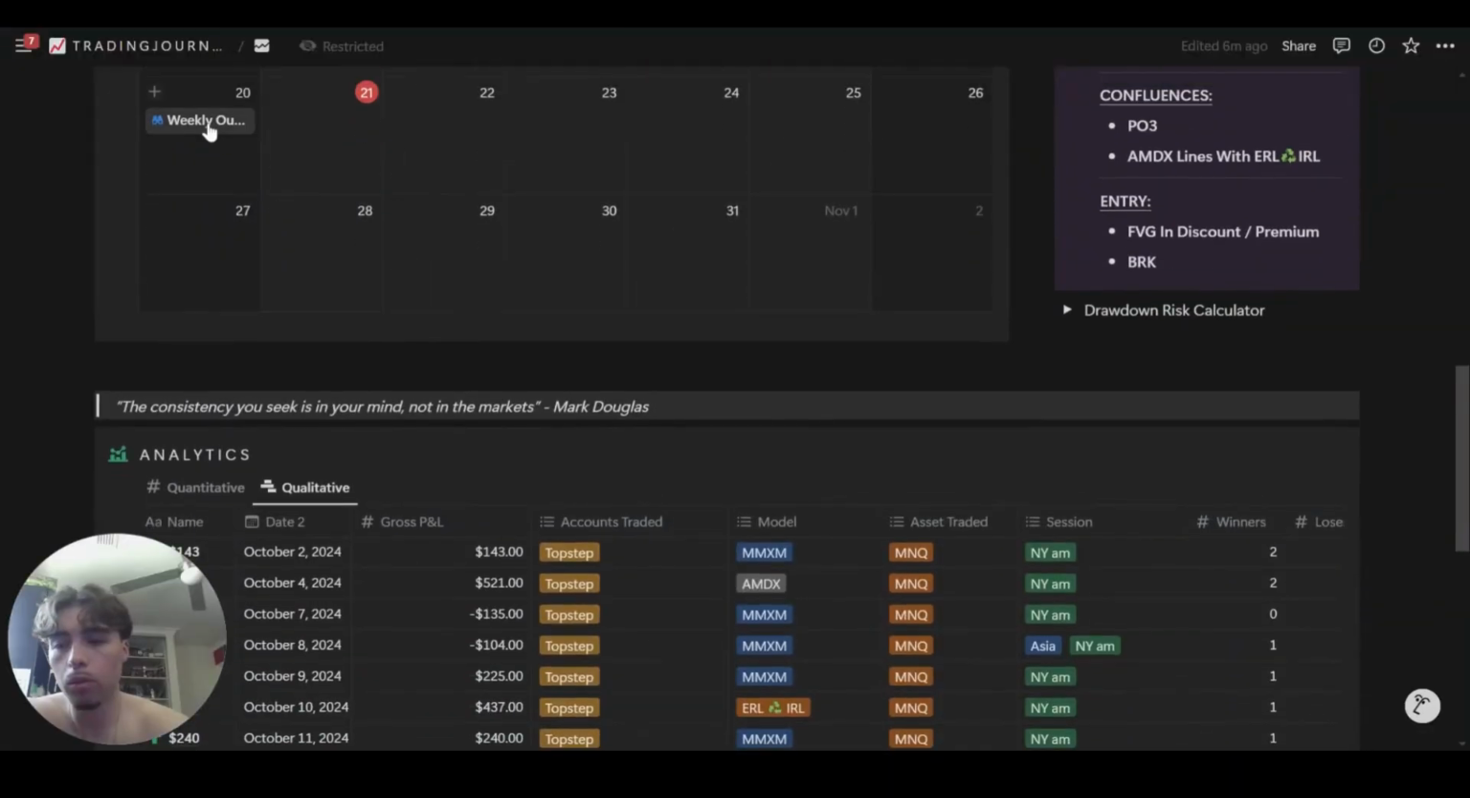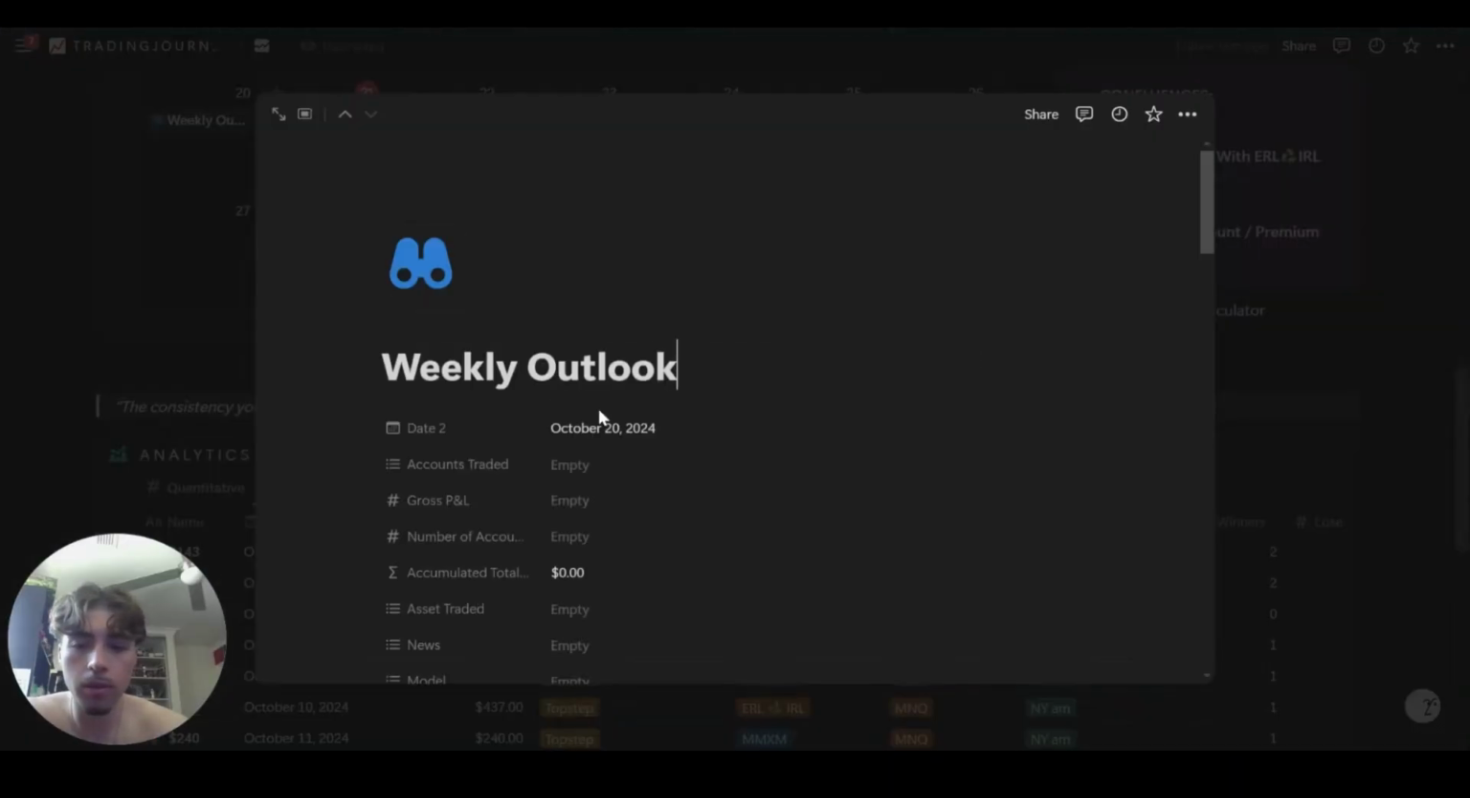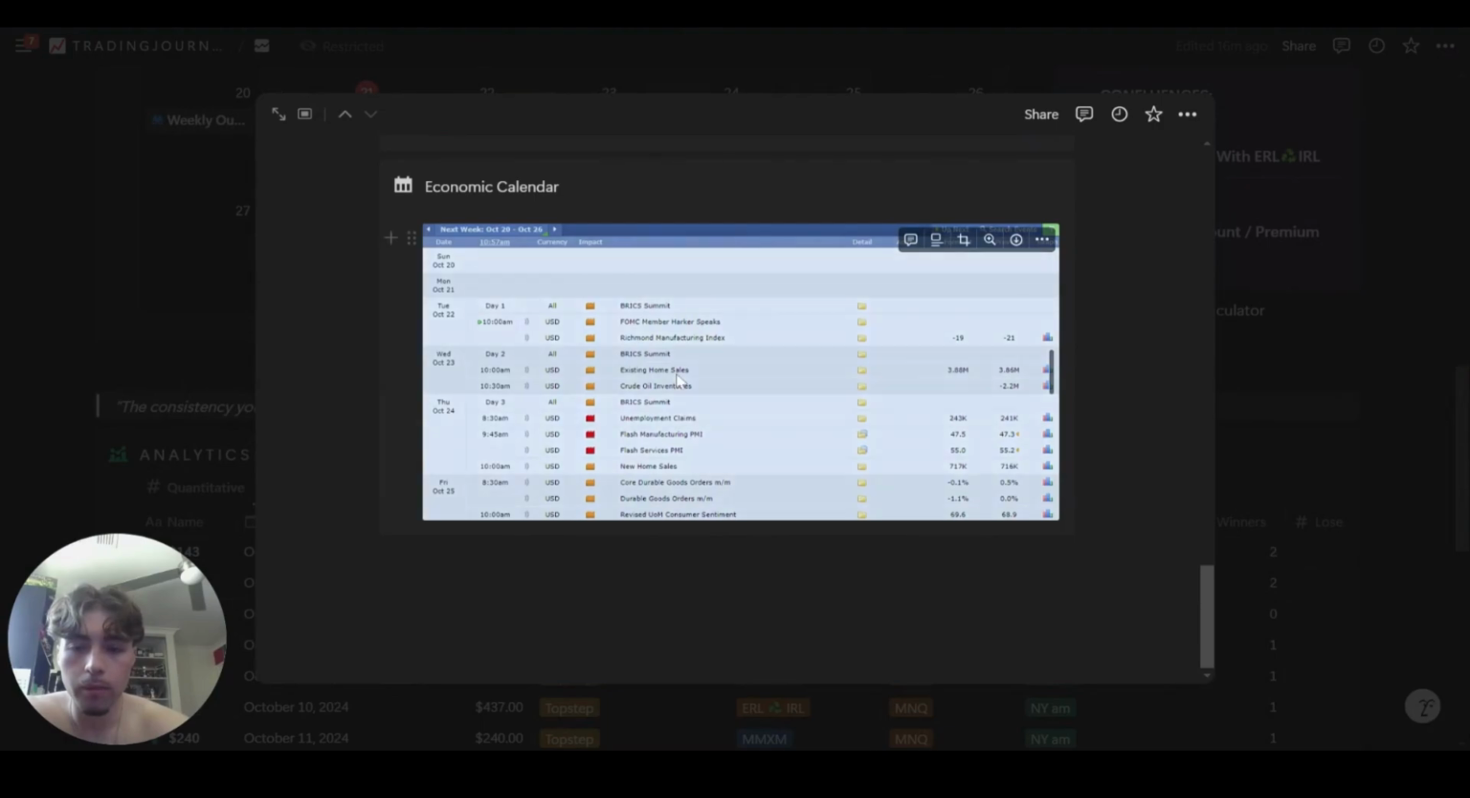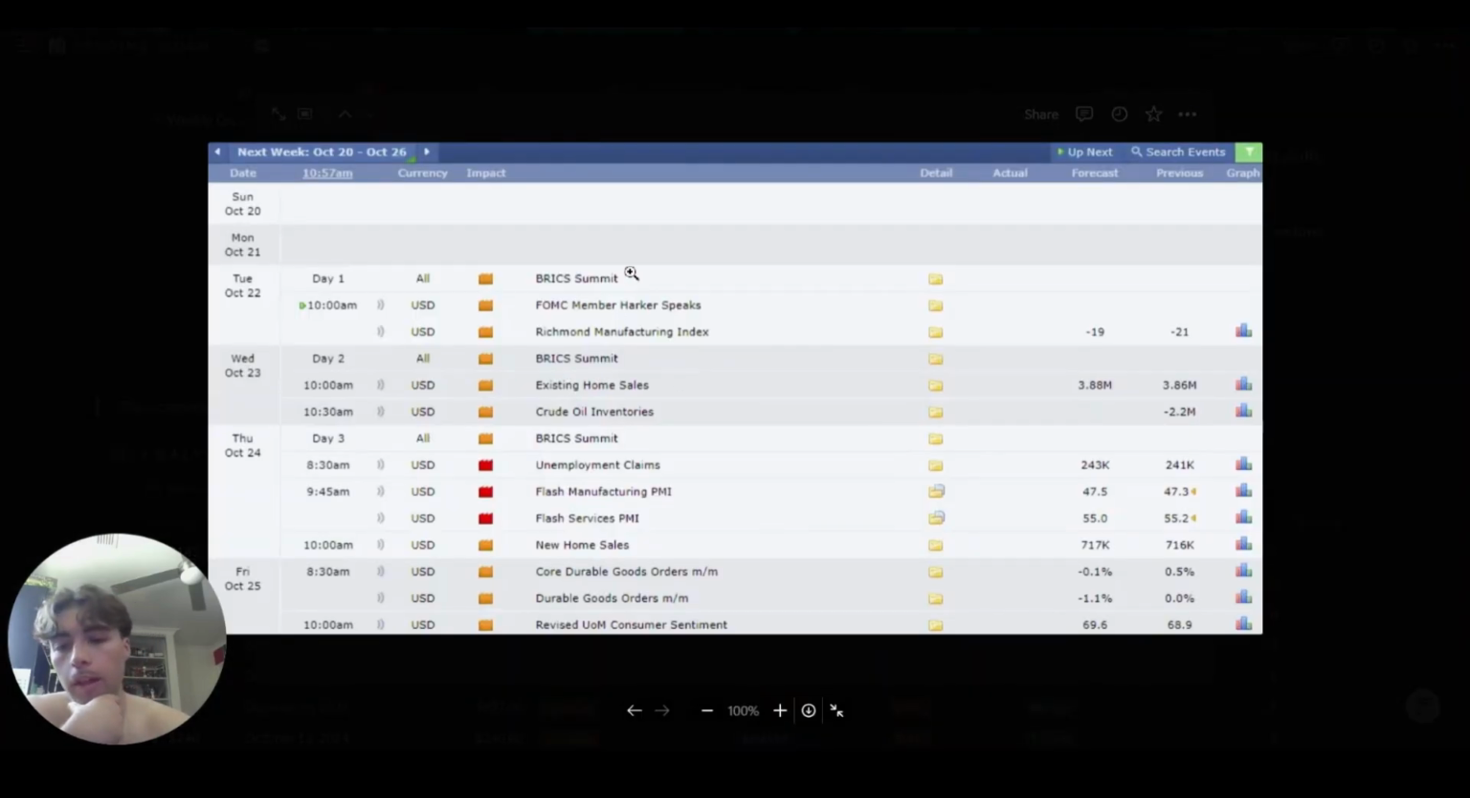Now I don't think our economic calendar is looking too good either. Yep. So you can see on the economic calendar we have no high impact news Monday, obviously, no high impact news on Tuesday, neither do we have on Wednesday. But Thursday is our first high impact news event. So we have 8:30 and 9:45.